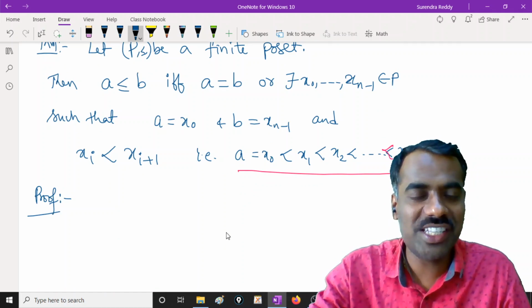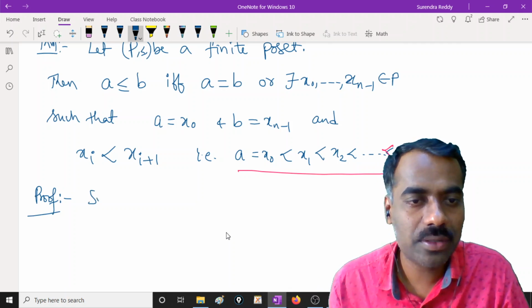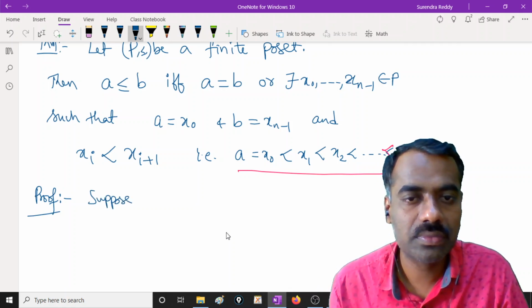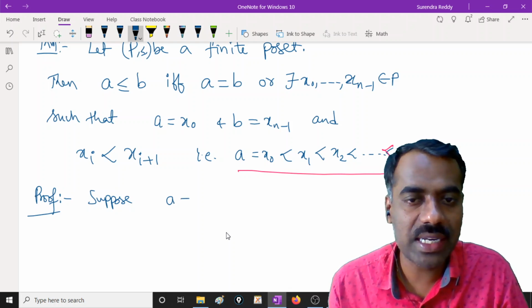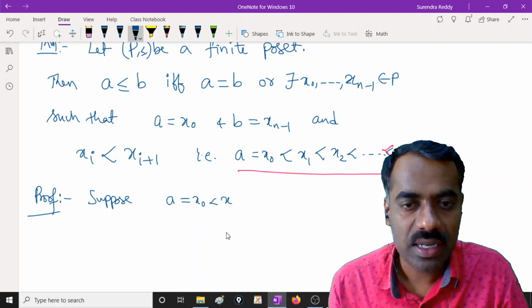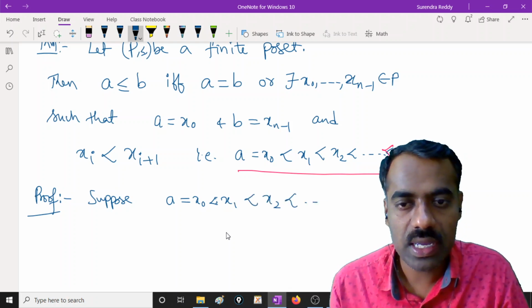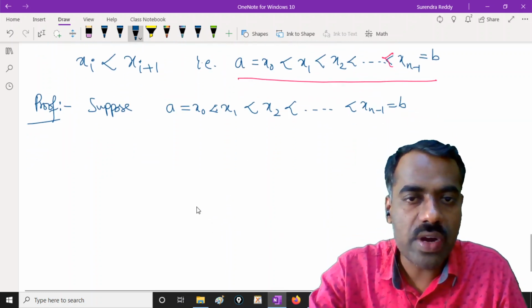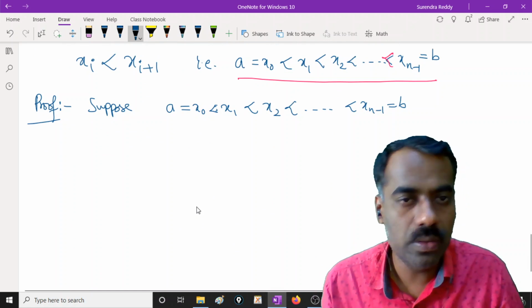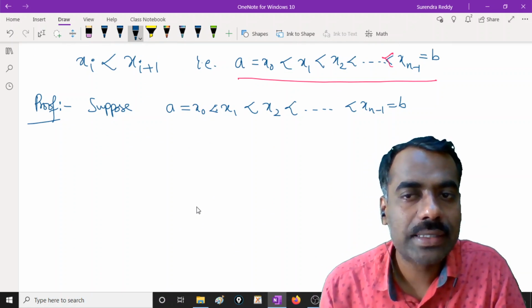First we prove whichever is easier. So suppose we assume that there is such a relation. Suppose there exists some n such that A is equal to x0, covered by x1, x2 and so on up to x(n-1), which is B. Now what do we want to show? We want to show that A is less than or equal to B, right? So how will we do that?